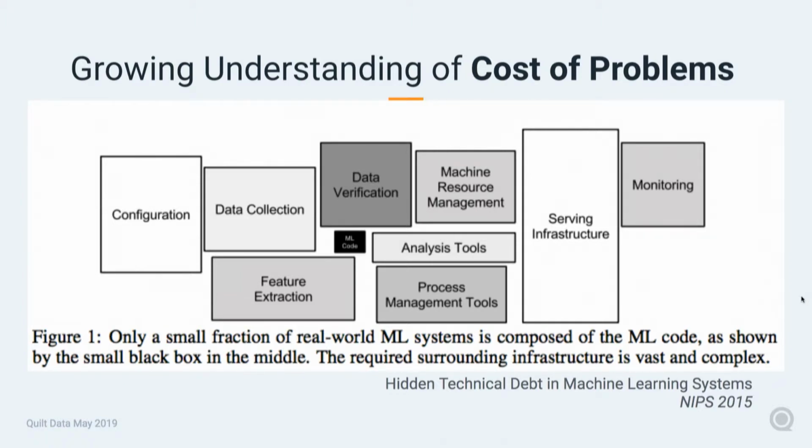The key takeaway from this slide is that when you're building a machine learning system, the actual amount of work that goes into your machine learning code is a very, very small part of that system. If you want to build a real-world production system, you have to worry about all of these components. And in this diagram, the components are scaled towards the cost and complexity of those subsystems.